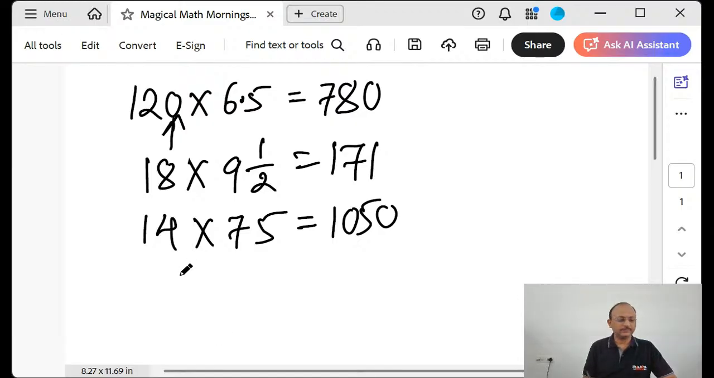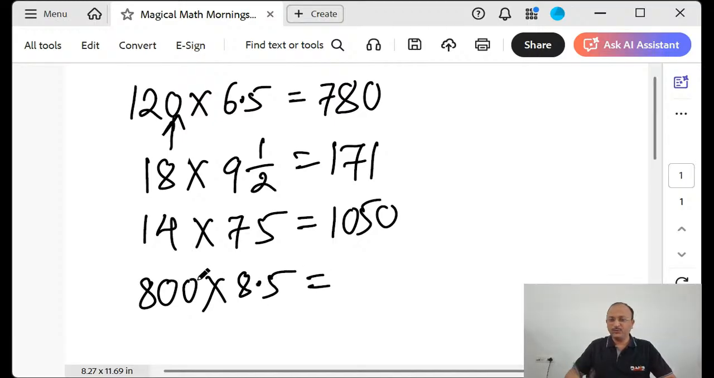Let's take 800 into 8.5. Be careful with the zeros and put the answer. 800 into 8.5.